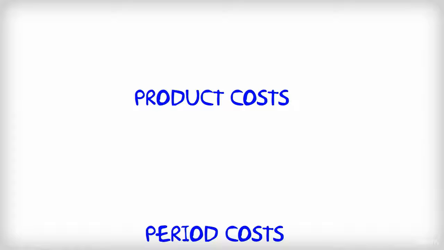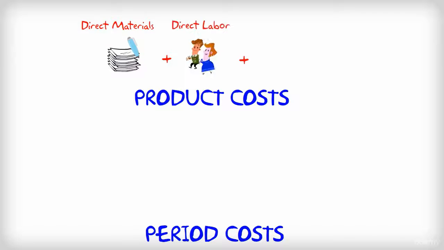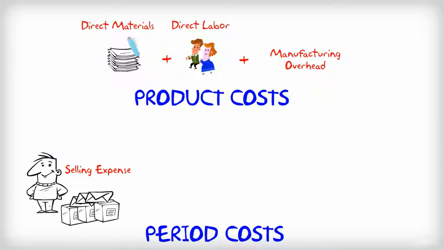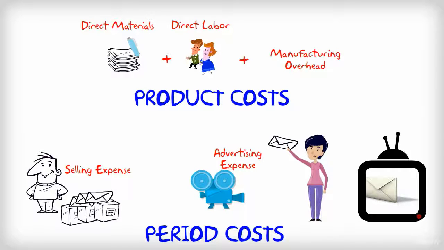You need to know how to differentiate between product costs and period costs. Product costs are the ones that are associated with the production, like direct materials, direct labor, and manufacturing overhead. Period costs are the selling expenses your company will incur, or if you have decided to pay for an advertising to be made for your products. These are expensed directly on the income statement.